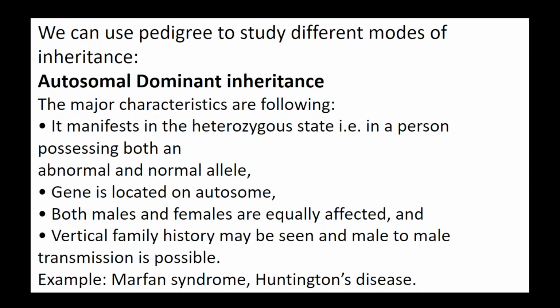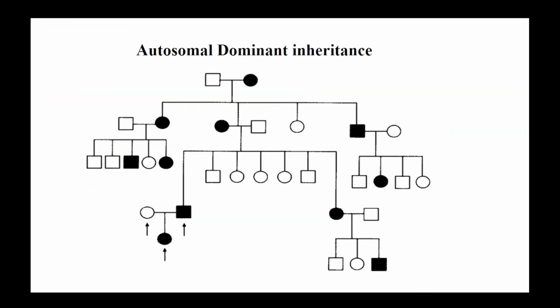Vertical family history may be seen, and male to male transmission is possible. So examples of autosomal dominant human disorders are Marfan syndrome and Huntington disease. Autosomal dominant human characteristics are dark hair, black eyes, and the use of the right hand. So all these characteristics are autosomal dominant.